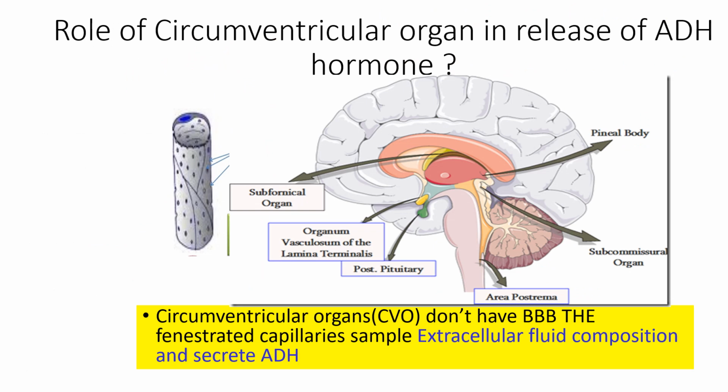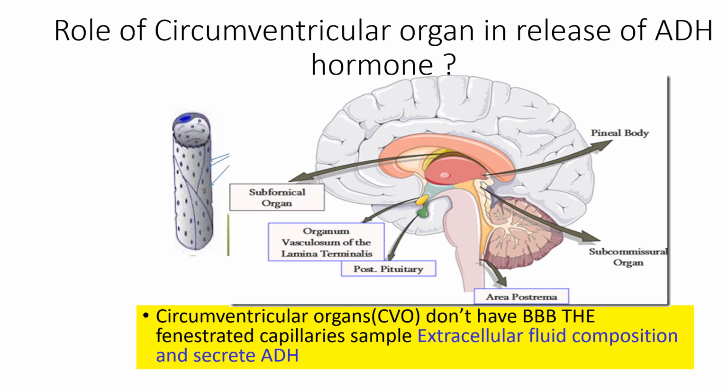I put forward another statement: the circumventricular organs are also helpful and play a role in the release of ADH. Do you support that? These circumventricular organs, as we know, do not have a blood-brain barrier. The capillaries present there are fenestrated, they have pores. So whatever is present in the extracellular fluid will also come through these fenestrated capillaries into the circumventricular organ. So the circumventricular organs are basically sampling the extracellular fluid for its composition.